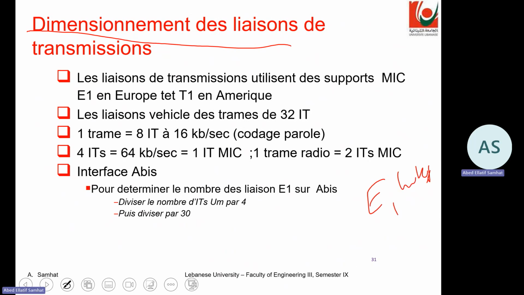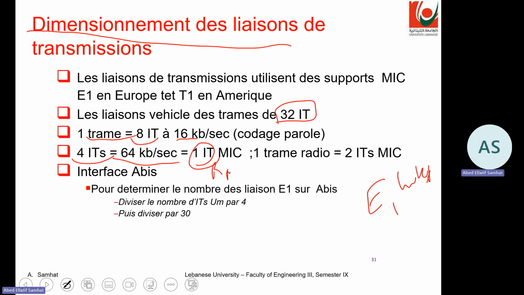It's typically T1 in the USA and E1 in Europe, and typically it is 32 time slots, and one frame is around 8 time slots of 16 kilobits per second each. If you take 4 time slots, it's around 64 kilobits per second, and it's 1 time slot for radio. So that's why.